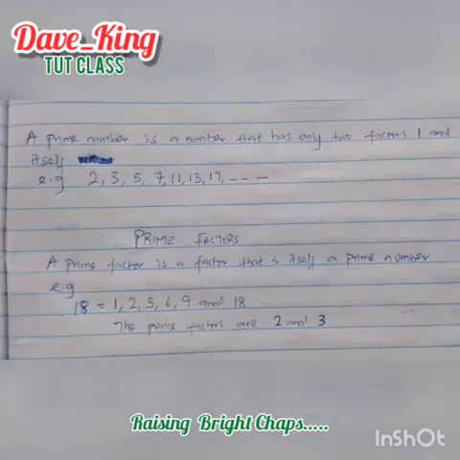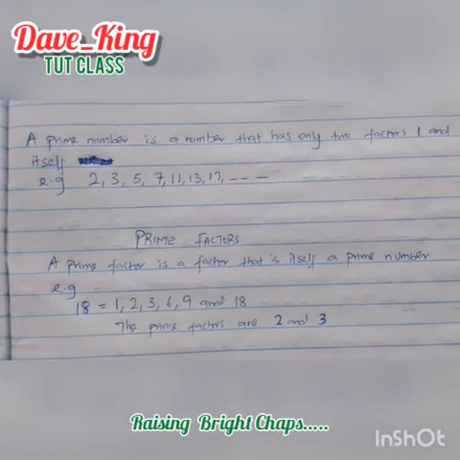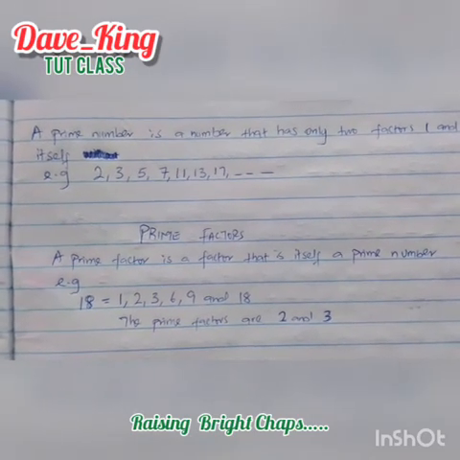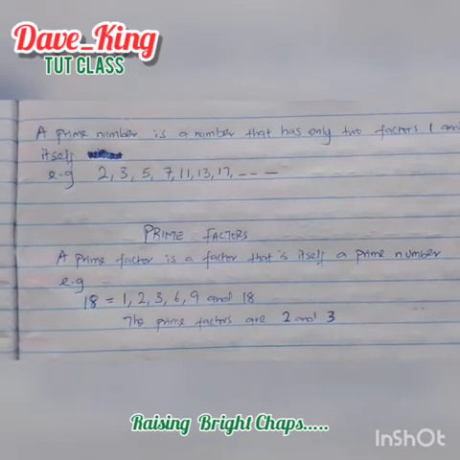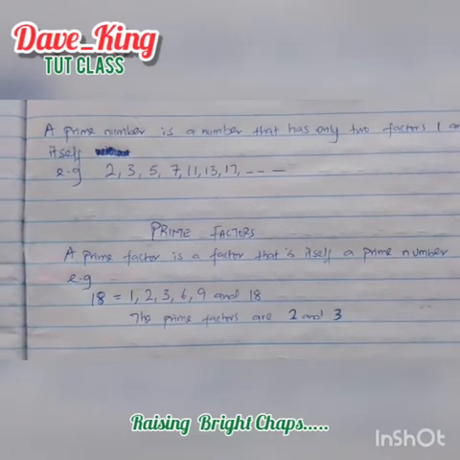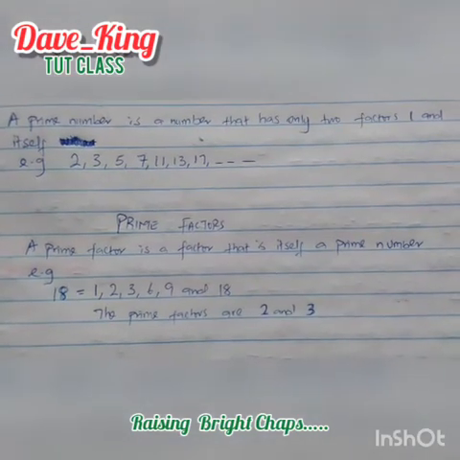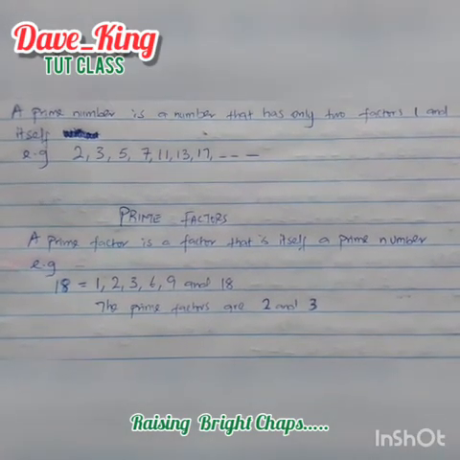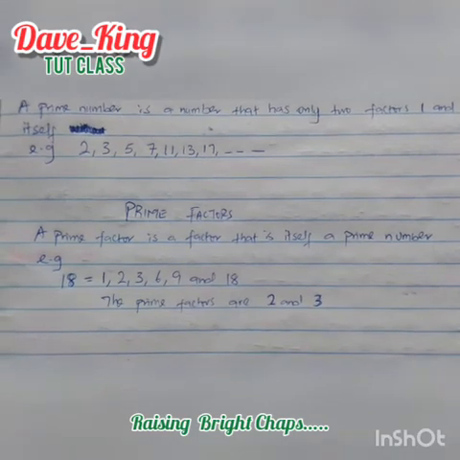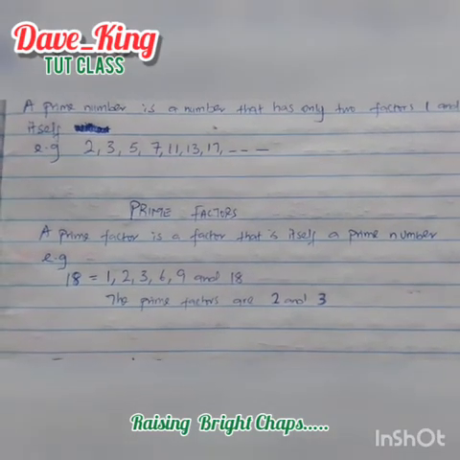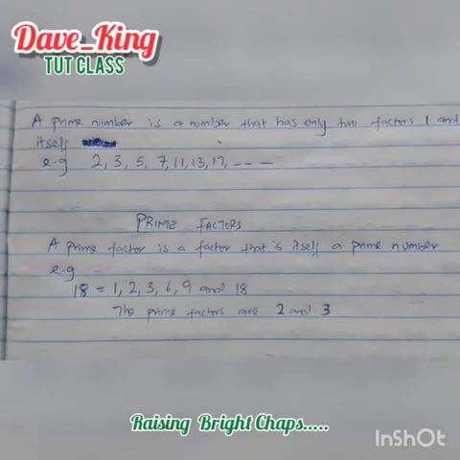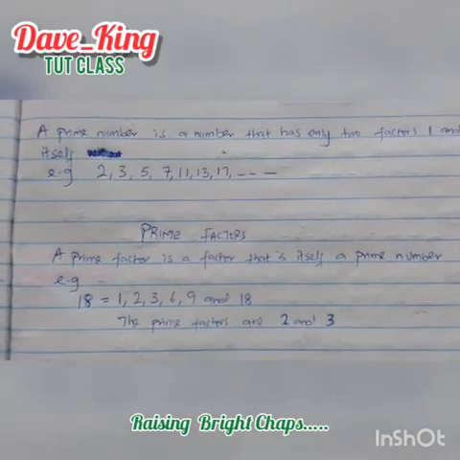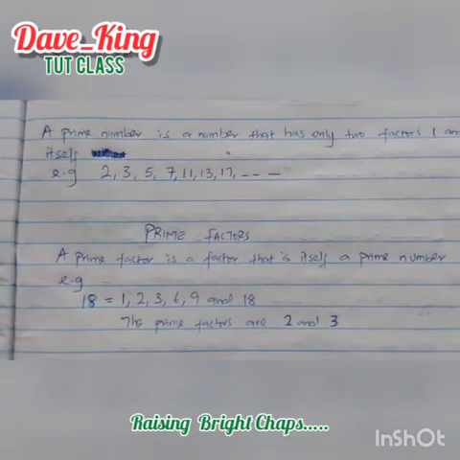Prime numbers. A prime number is a number that has two factors, one and itself. Examples of such numbers are 2, 3, 5, 7, 11, 13, and so on. Prime factors. A prime factor is a factor that is itself a prime number. Example, for 18 we have the factors as 1, 2, 3, 6, 9, and 18. Those are the factors. Now the prime factors are 2 and 3.